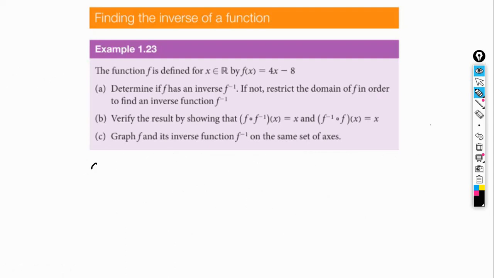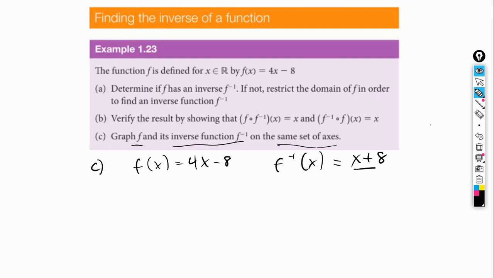Okay, and finally for part C, they ask us to graph f and its inverse function on the same set of axes. So we know that f of x is equal to 4x minus 8, and its inverse is (x plus 8) over 4. So we're going to graph these on the same set of axes.